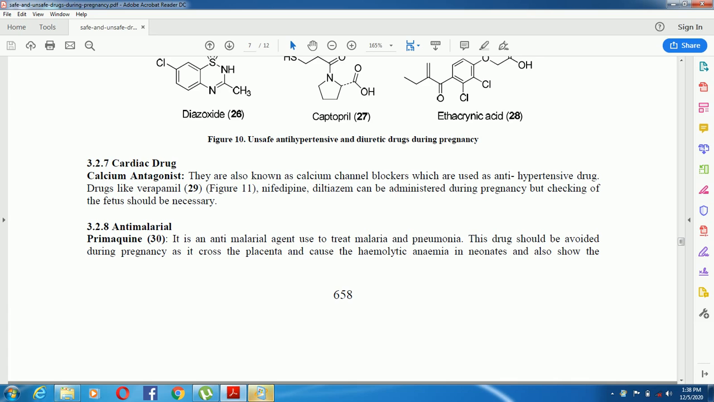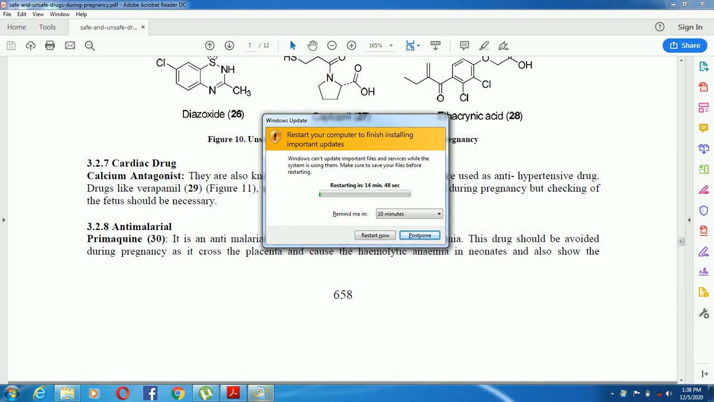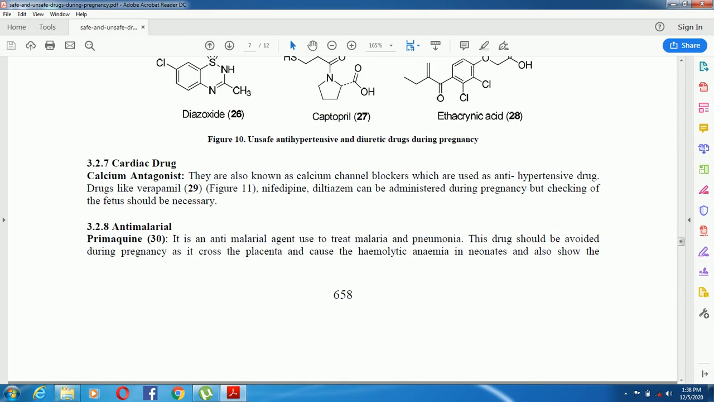It is very necessary to highlight that it can be administered during pregnancy, but checking of the fetus should be done before administration of these agents. You should also diagnose the patient properly. After that, you can recommend a calcium antagonist.